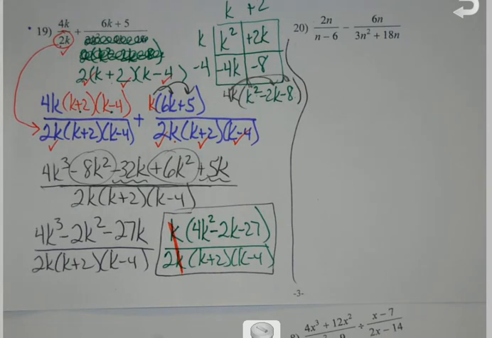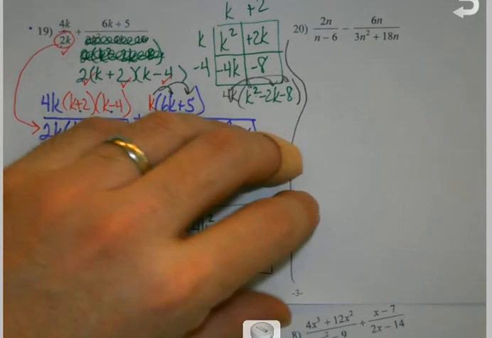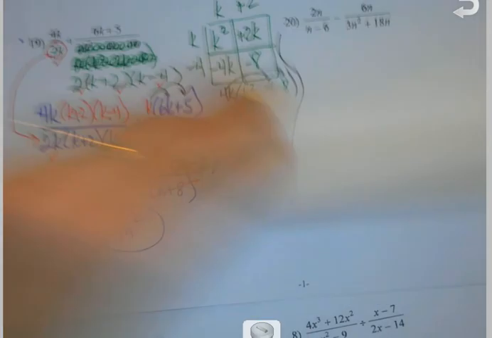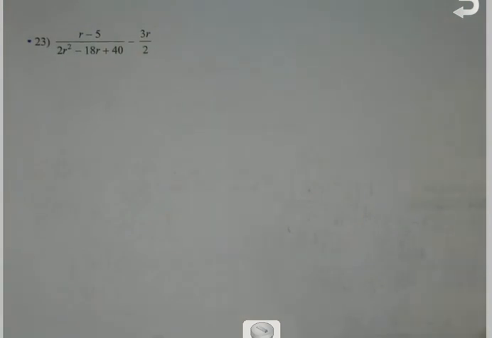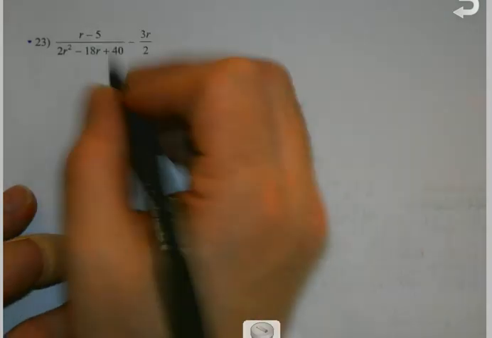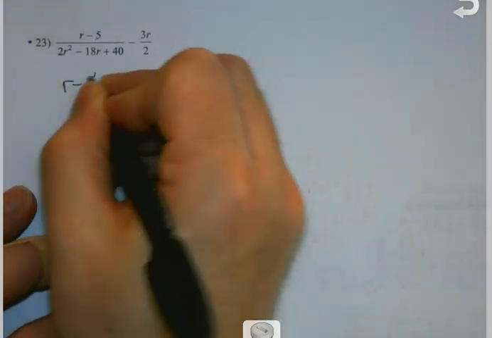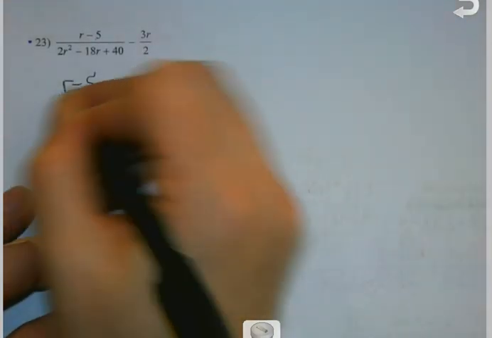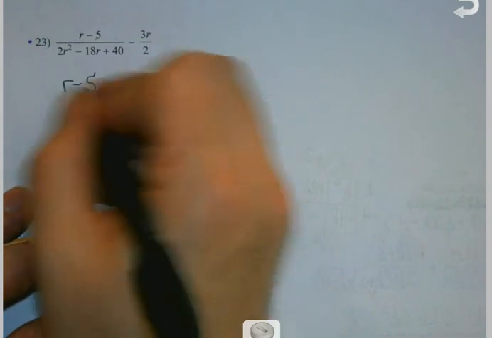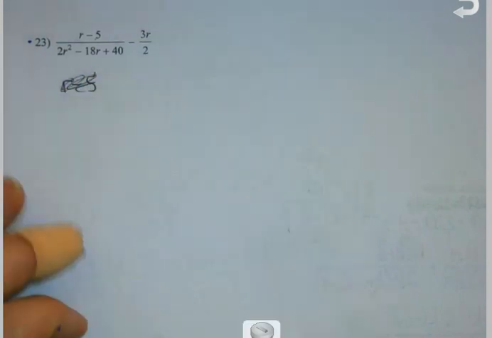Okay, one more. Last one, literally. Haha, 23. All right, let's see. Nothing to factor there, so nothing to see there. Why am I rewriting this already? I'm a goofball.